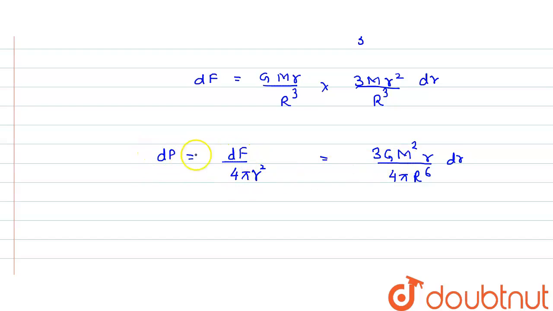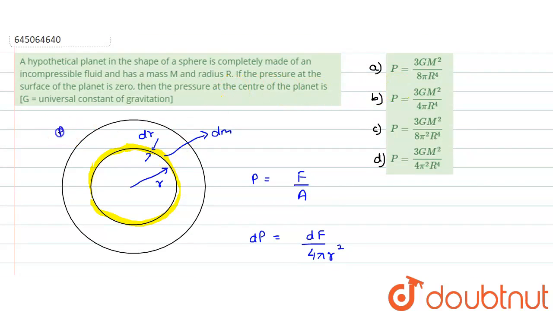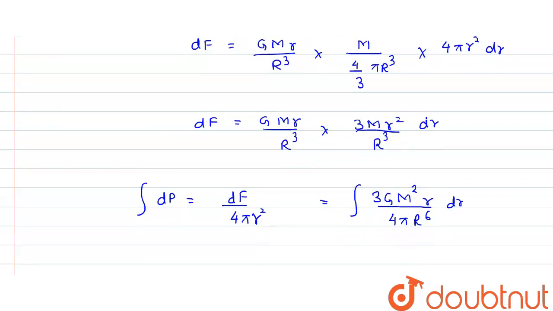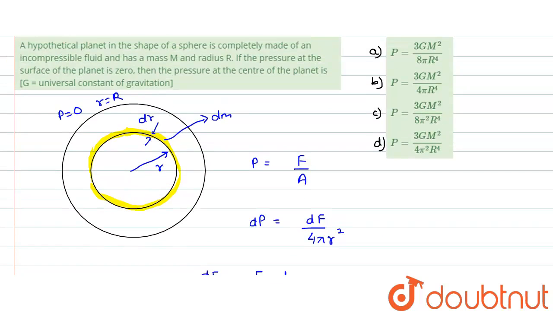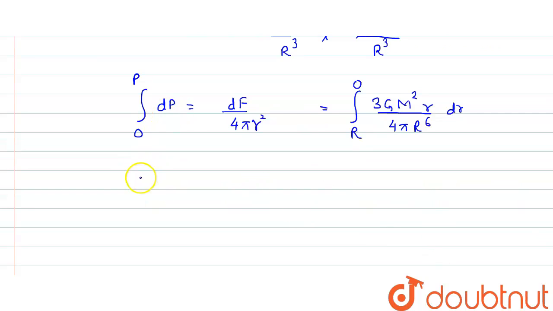Now, to calculate the total pressure, we can integrate. What would be the limits of integration? It is given that at the surface the pressure is 0. That means when small r equals capital R, the pressure is 0. So that is the lower limit. And when we need to calculate the pressure at the center, the radius should be 0. Let's say the pressure there is P. So this is a simple integration, and it would be P minus 0.